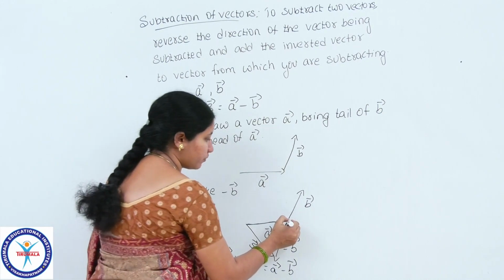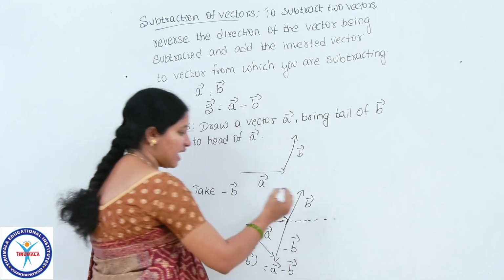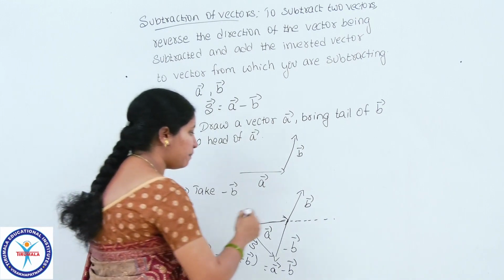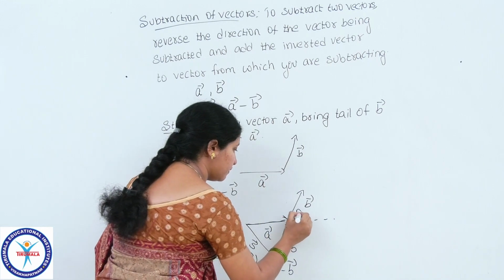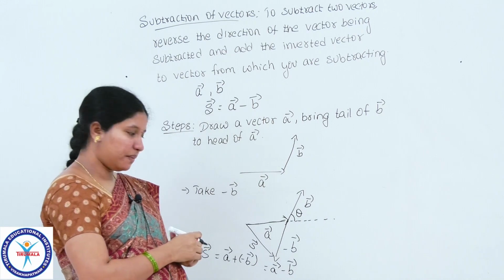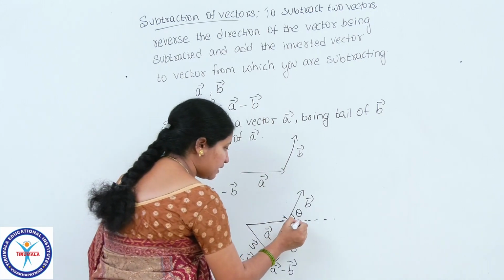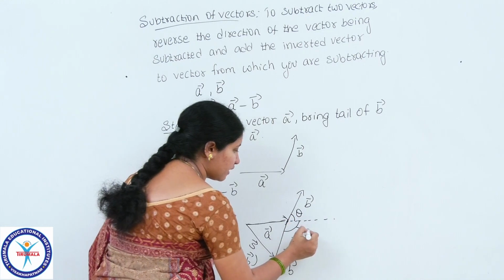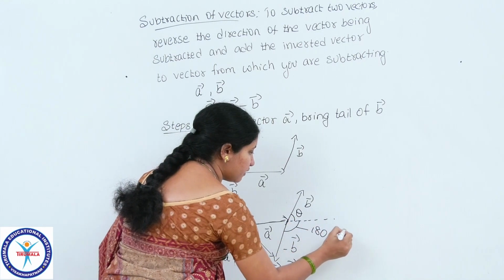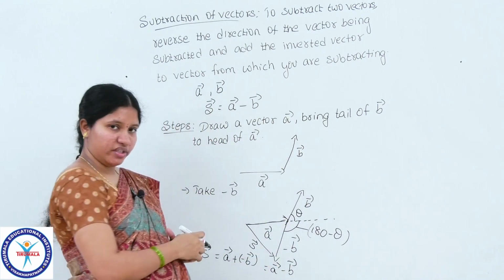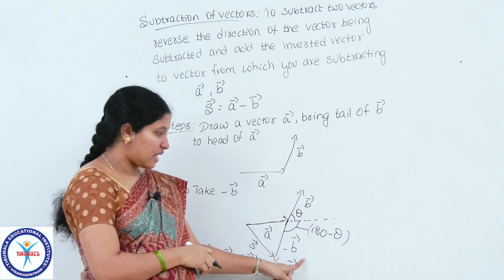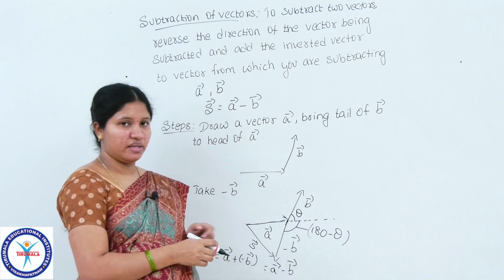Suppose the angle between A bar and B bar is theta. So, what will be the angle between A bar and minus B bar? This will be the angle which is nothing but 180 minus theta. So, the angle between A bar and minus B bar is given by 180 minus theta.